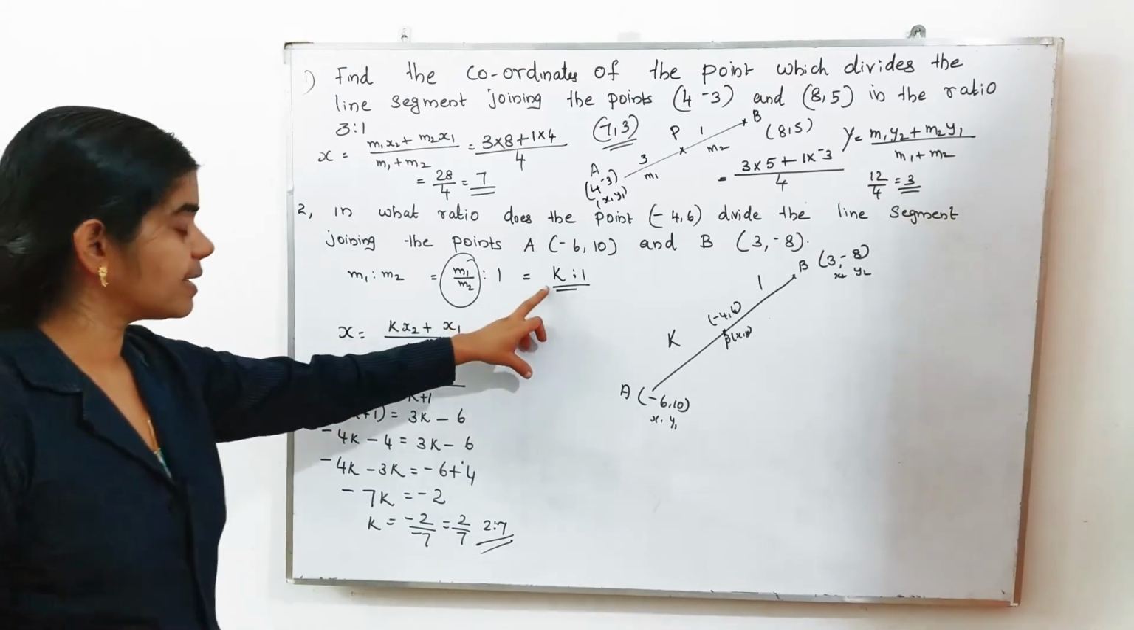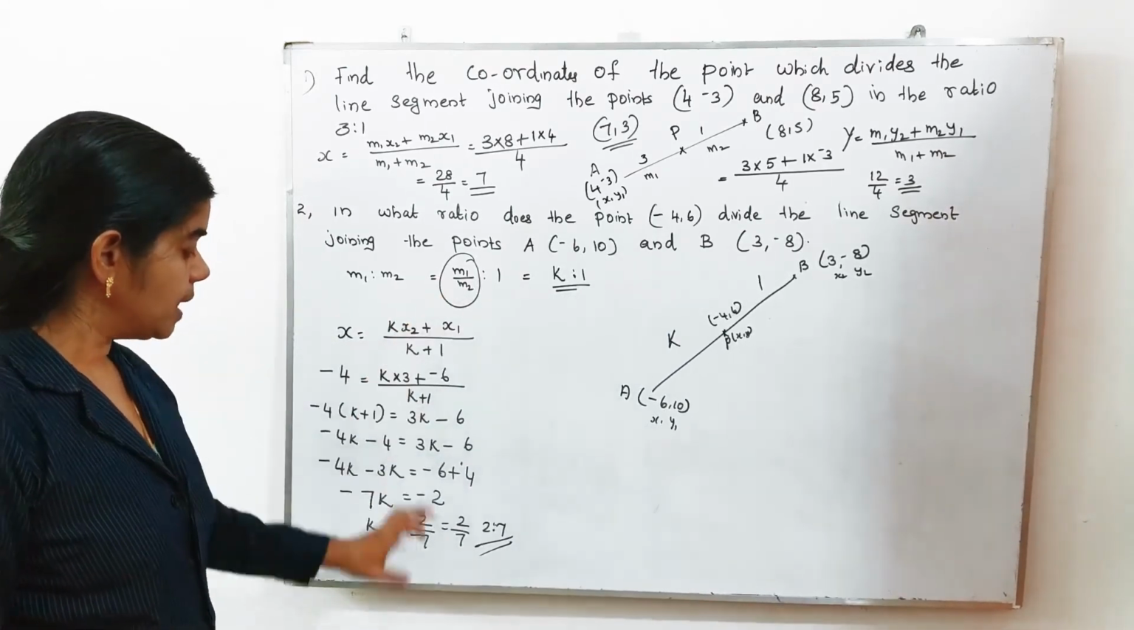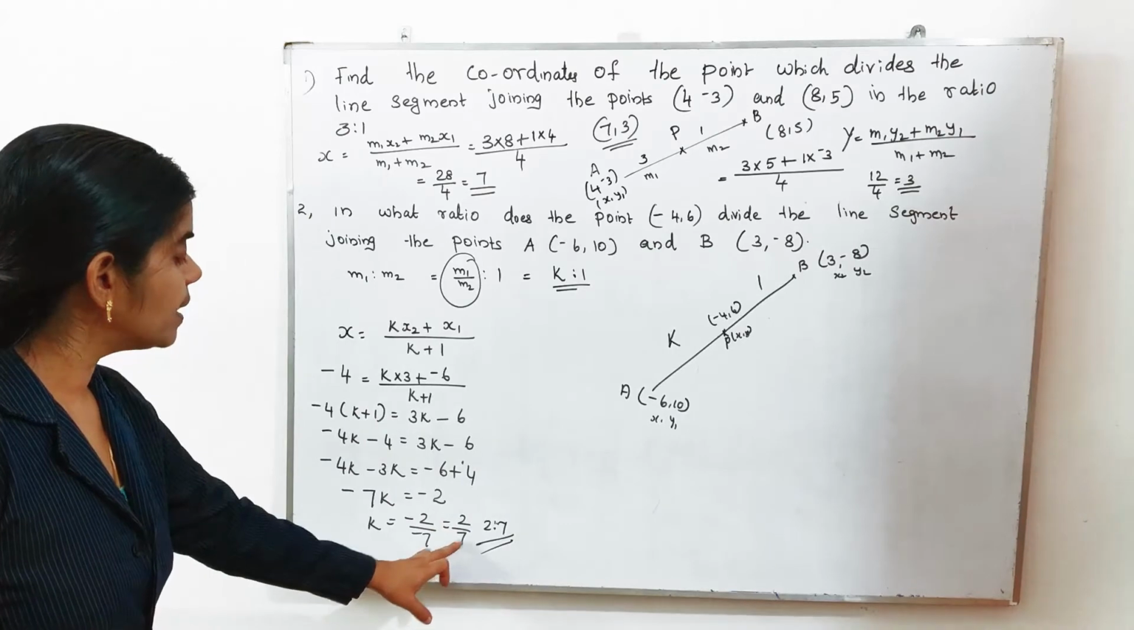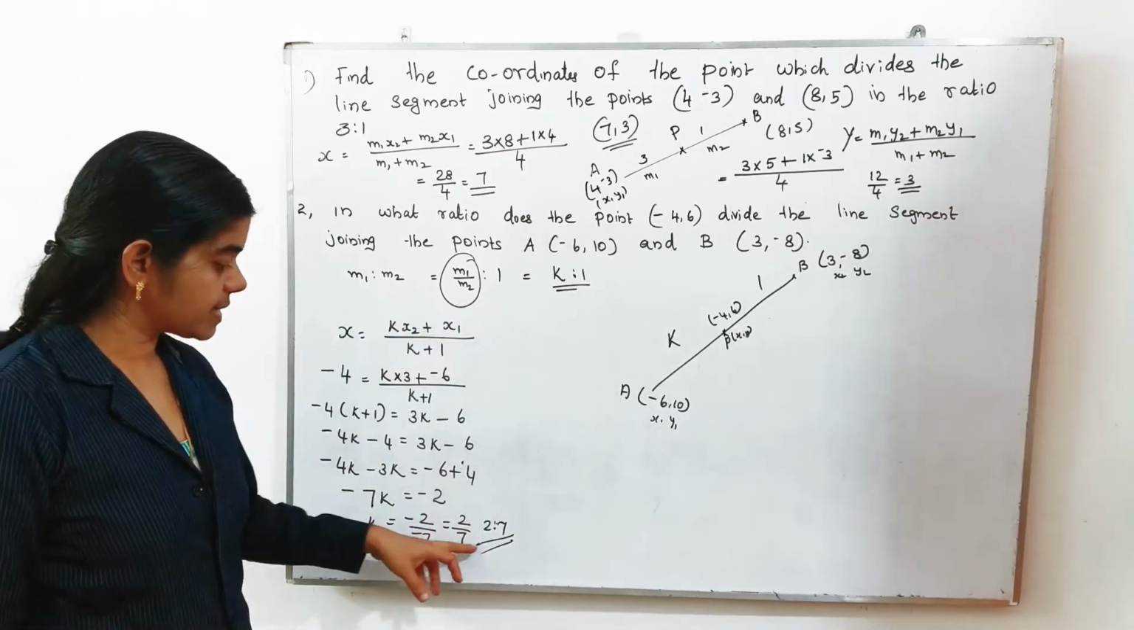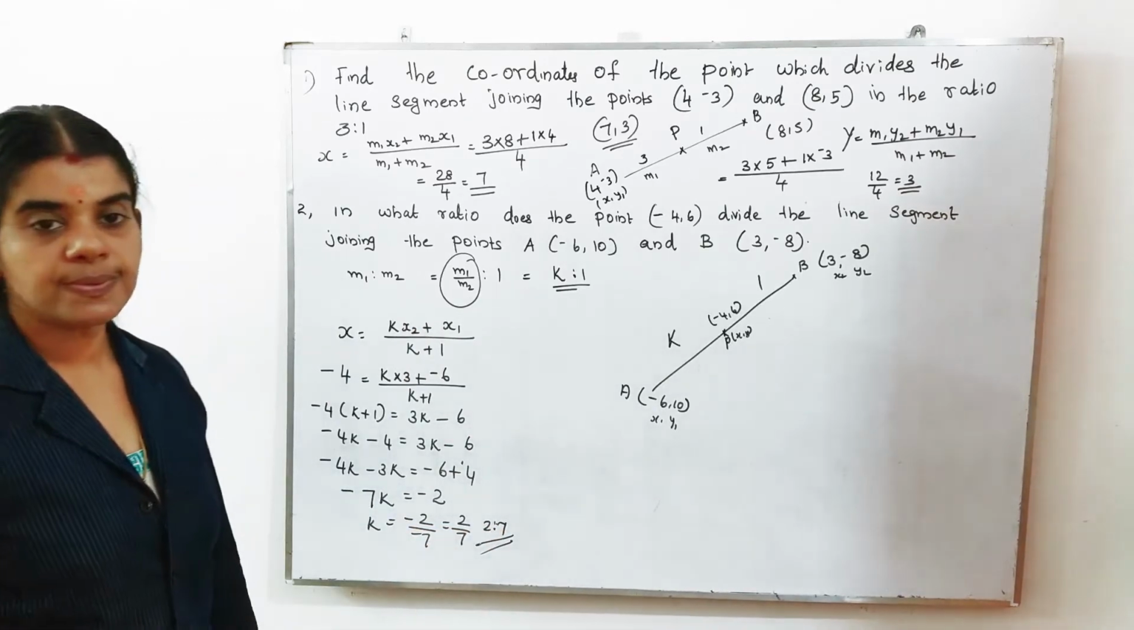We already took k as m1 by m2. So 2 by 7 you got. So 2 is to 7 will be the value of the ratio. m1 is equal to 2, m2 is equal to 7.